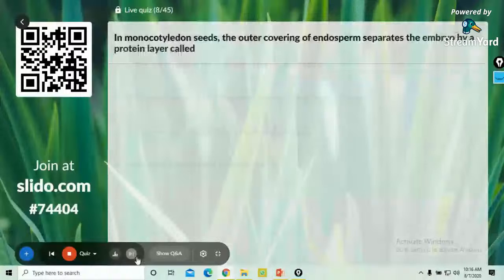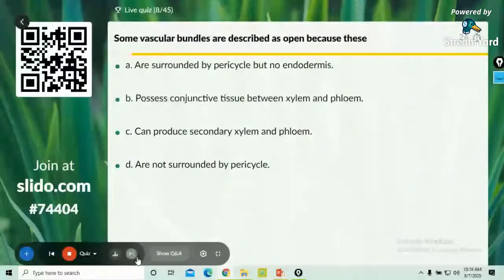Eighth question. Some vascular bundles are described as open because they are surrounded by pericycle but no endodermis, possess conjunctive tissue between xylem and phloem, can produce secondary xylem and phloem, are not surrounded by pericycle. 10 seconds remaining.